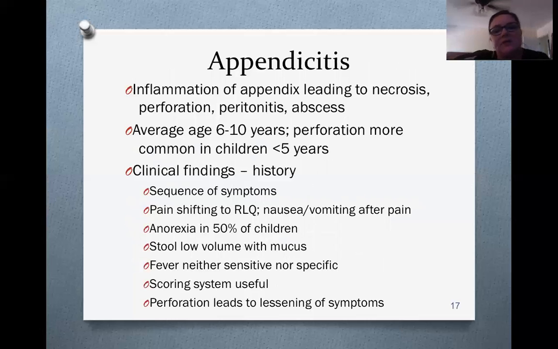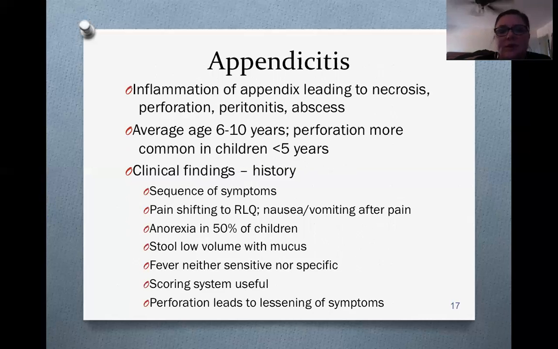So the average age of appendicitis is 6 to 10 years of age. Perforation is more common the younger the child is, and a lot of that is just their inability to communicate the pain. But we do know that as the appendix gets more and more inflamed, it becomes necrotic and it'll perforate, which can cause peritonitis and really a sick puppy. So we want to make sure that we always keep appendicitis in the back of your mind. You don't see it a whole lot, but you don't want to miss it either.